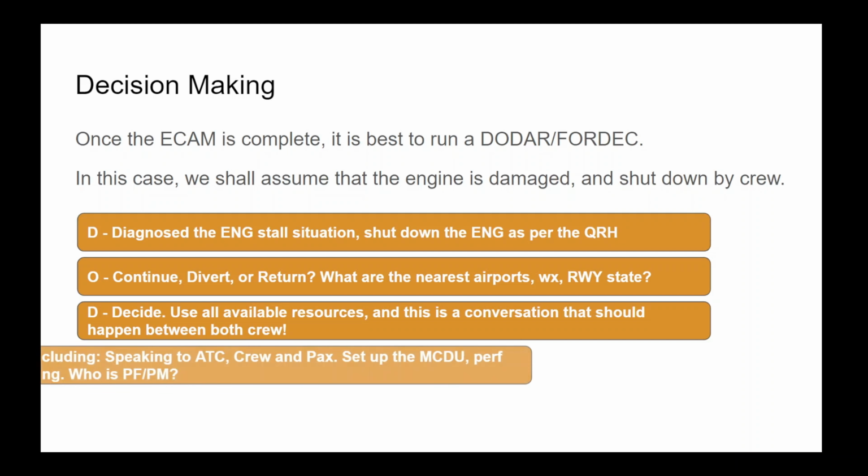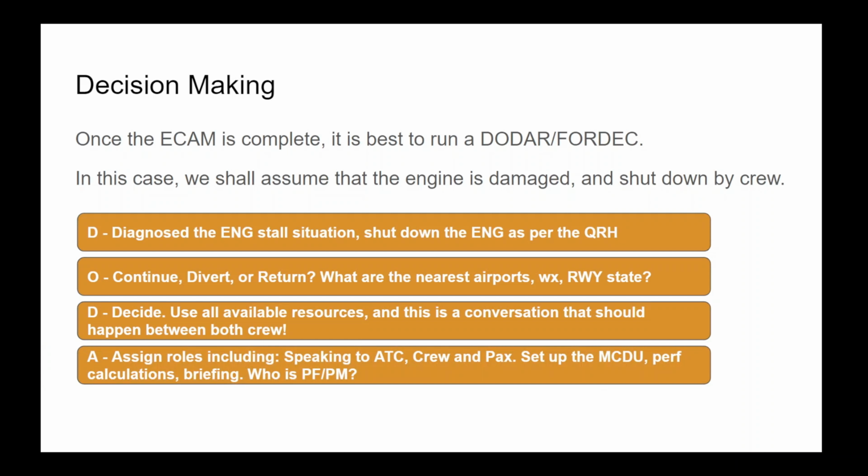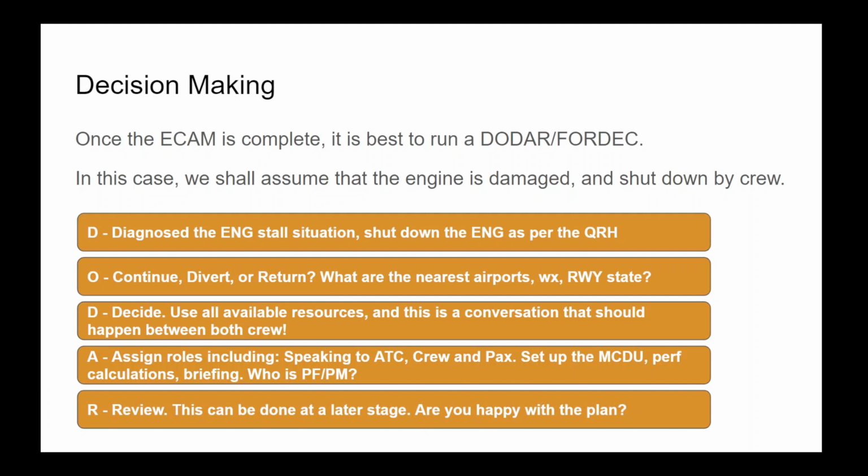A. Assign roles including speaking to ATC, crew and passengers. Set up the MCDU, carry out performance calculations and conduct a briefing. Who is PF and PM? R. Review. This can be done at a later stage. Are you happy with the plan?